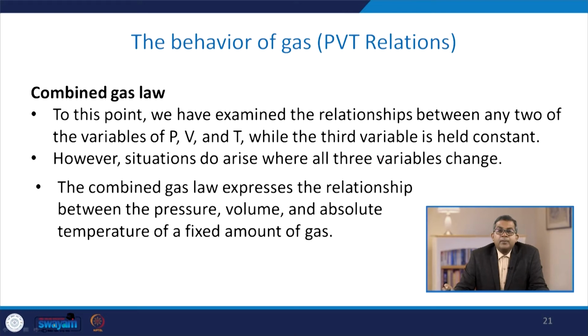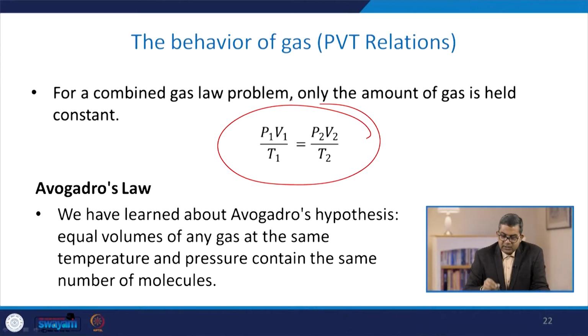The combined gas law expresses the relationship between the pressure, volume and absolute temperature of a fixed amount of gas. When we talk about the combined gas law problem, only the amount of gas is held constant, and this is your combined gas law, that is P1 V1 over T1 is equal to P2 V2 over T2.